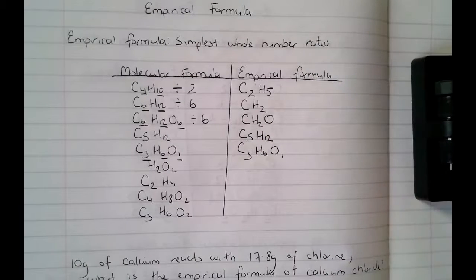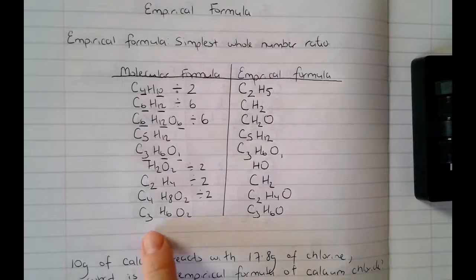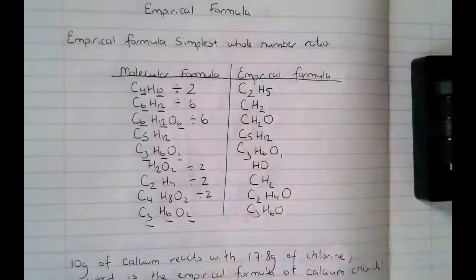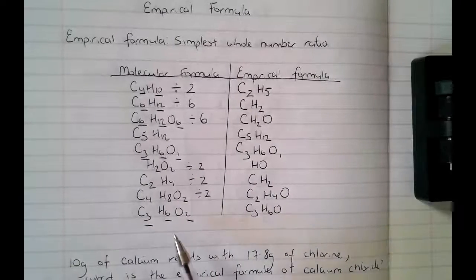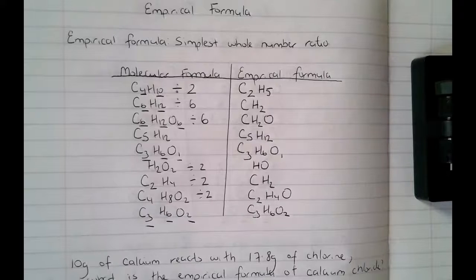There's 4 left. I want you to press pause and do the remaining for yourself. Press play when you're ready to see the answers. So the first 3 you are just dividing across by 2. The last one, there is no number that will divide evenly into 3, 6 and 2. Therefore, the empirical formula is the same as the molecular formula. If you get asked to convert molecular formula to empirical formula, it will just be worth a mark.